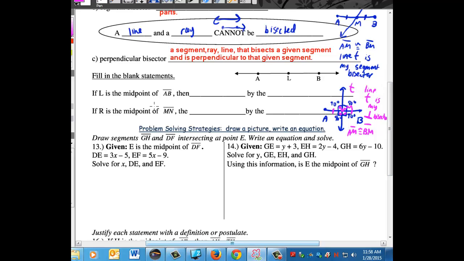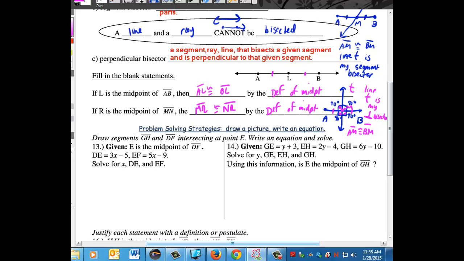Alright, if L is the midpoint of AB, then I can say that these two segments are congruent. So I can say AL is congruent to EL, and that's by definition of midpoint. If R is the midpoint of MN, then I can say that segment MR is congruent to segment NR. And that's also by definition of midpoint.